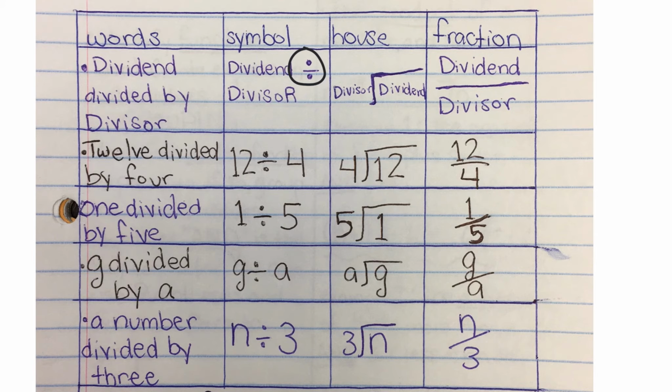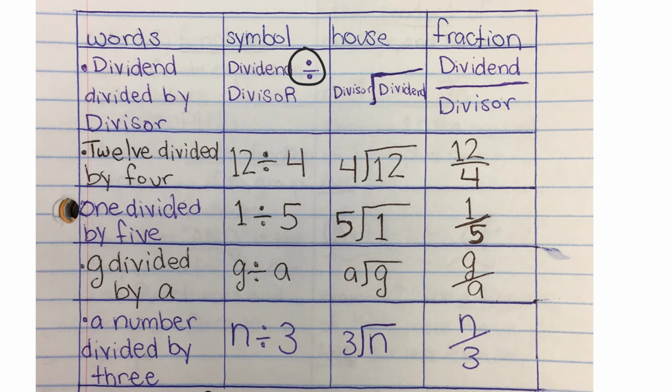We can do the same thing with letters. In this next example, we have G divided by A. G is the dividend, so it comes first. A is the divisor, it comes second. G is the dividend, it's inside the house. A is the divisor, it's at the door. G is on top, it's the dividend. A is on bottom because it's the divisor.